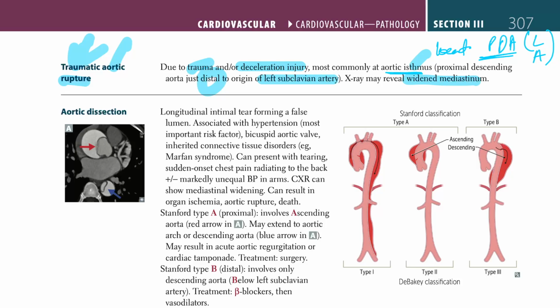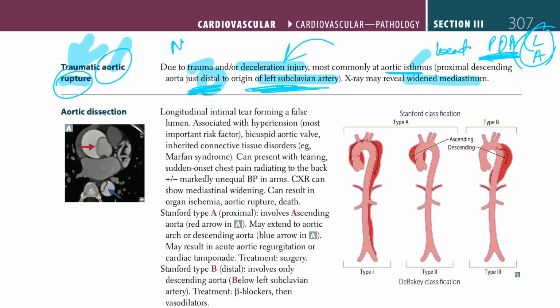So high yield is deceleration injury, meaning when you were going at high speed and you right away pushed on the brakes. That's a deceleration injury, and there could be rupture of the aorta, commonly at the PDA level, which is your ligamentum arteriosum, just distal to the left subclavian artery in the proximal descending aorta.